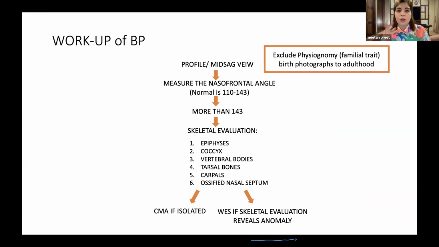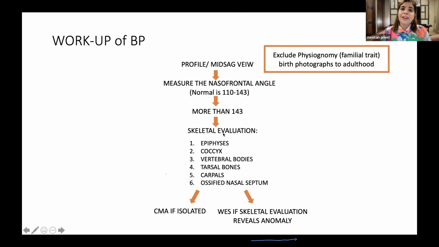Maxilla is an ongoing bone complex. You might see a decrease in the angle as the baby progresses in gestation. The normal angle is less than 143. Anything more than 143, I know I'm looking for a binder's face. What do I look for further?